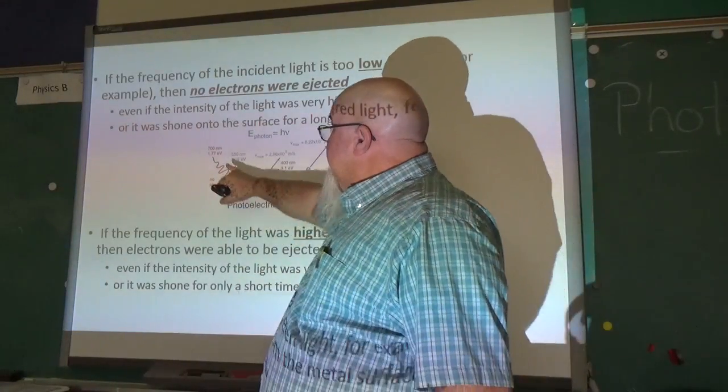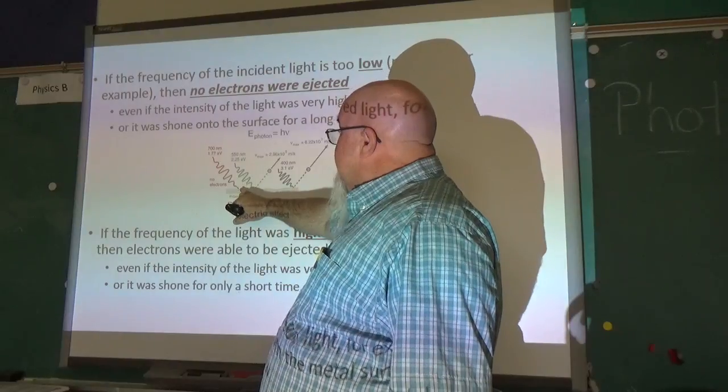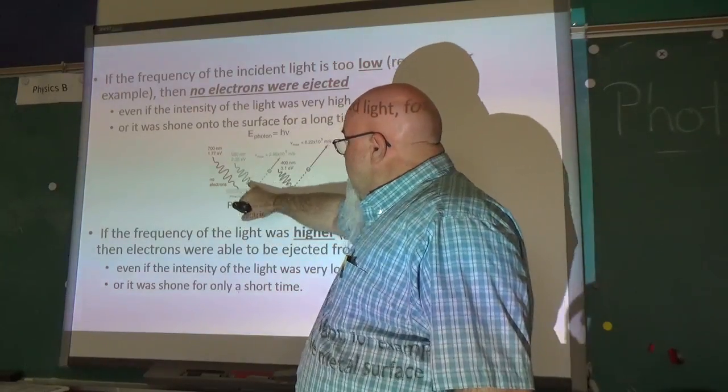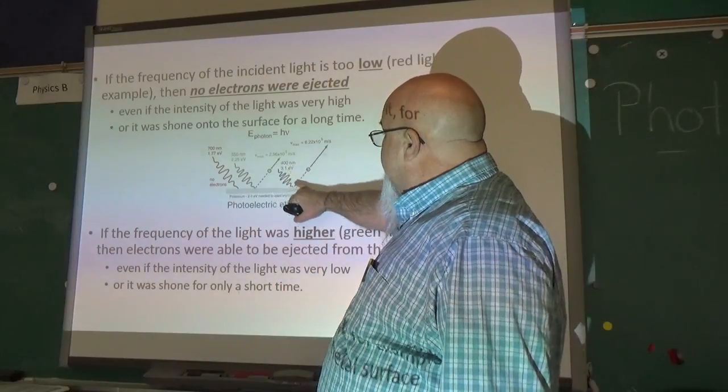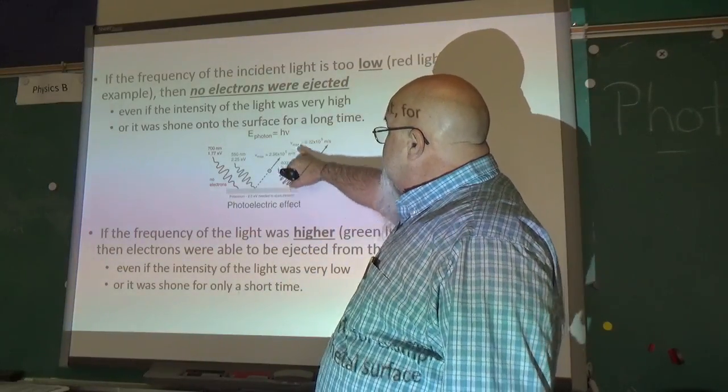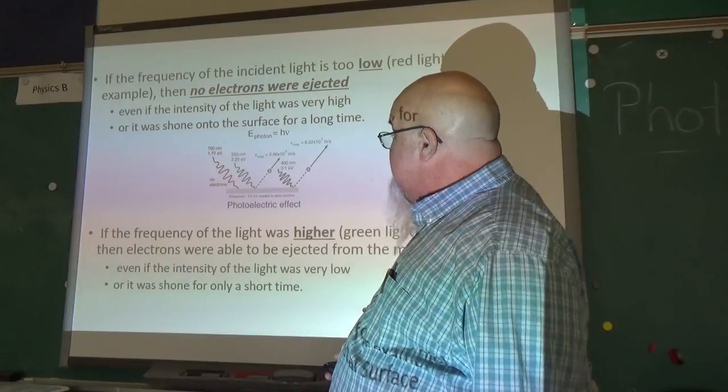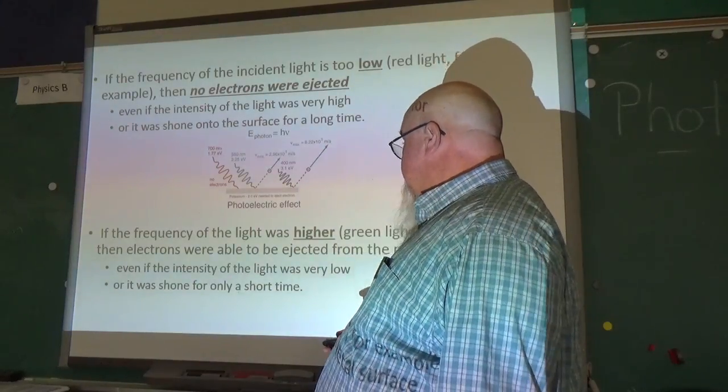This is sort of illustrated here. The red light causes nothing to go. Around the green is where it gets moving. Around the ultraviolet is its maximum number and its maximum speed. And we can use that in the calculation.